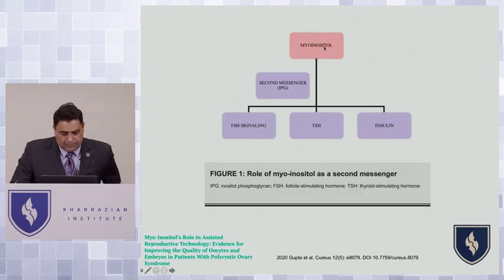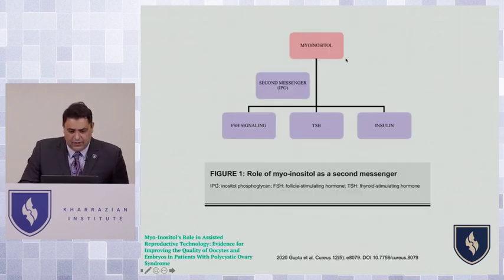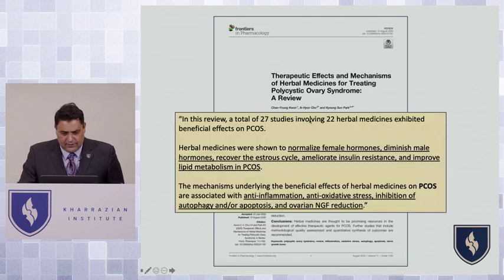And they go on and show that myo-inositol is a signaling messenger pathway. It helps regulate TSH in addition to insulin and FSH signaling. So it's a very important messenger compound that's also an antioxidant.